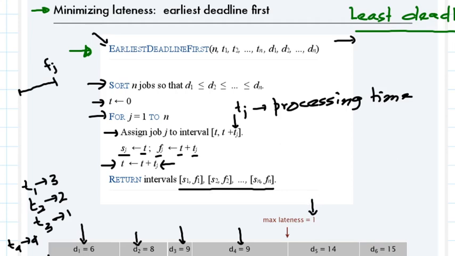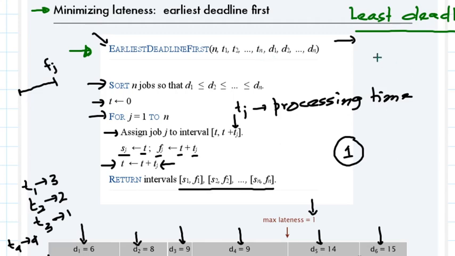Then D5 is taken. From 10 to 13, it's 3 processing time, but we are within the deadline. Then the next job is taken up, and it takes 2 days to complete, and we are within the deadline again. So the maximum lateness we are observing is 1. If we run any other algorithm, it will not perform better than this. So this is the earliest deadline first algorithm.